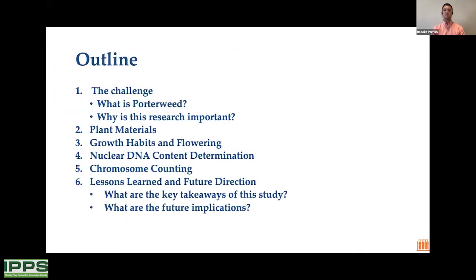So today I'll be walking you through some information on porterweed and a challenge that is facing the genus. We're going to discuss our plant materials, assess their growth habits and flowering, and look into their DNA content and chromosome counts. Finally, we'll get to the end of our study where we'll look at where the study is going to take us in the future.